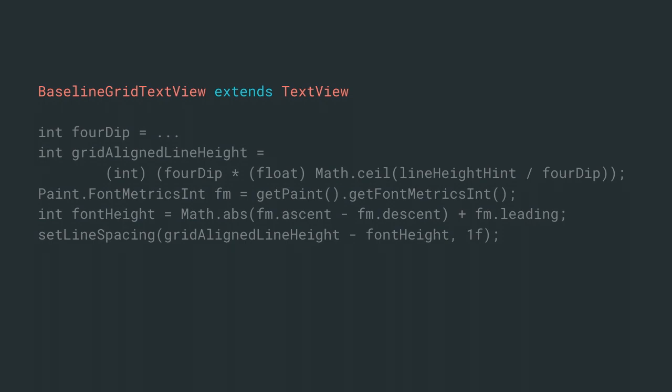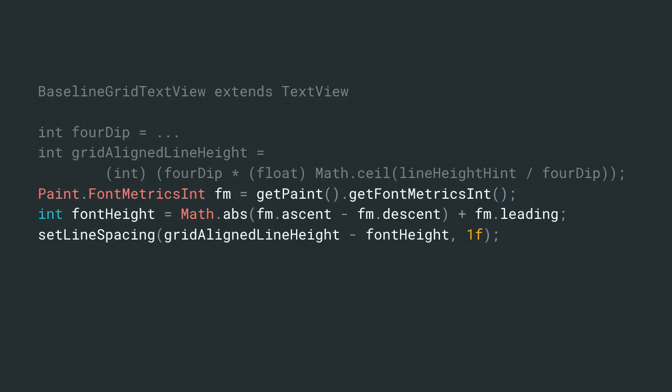Then I created a custom view, which extends TextView and does some magic for us. First, it basically takes that line height you specified and rounds it up to the nearest 4DP, essentially making sure the line height's going to be a multiple of 4. I then work out the height of the font, and then call an API which TextView does give you, set line spacing, which wants to take the line spacing addition. So that's the line height I want minus the height of the font is the addition. And that will give you the 4DP grid that you want.